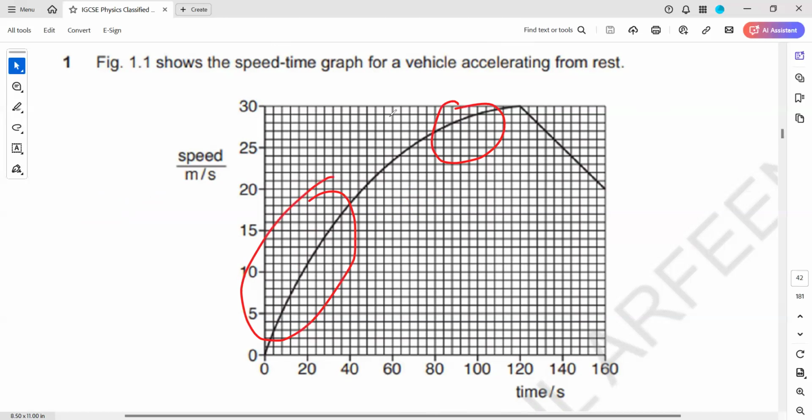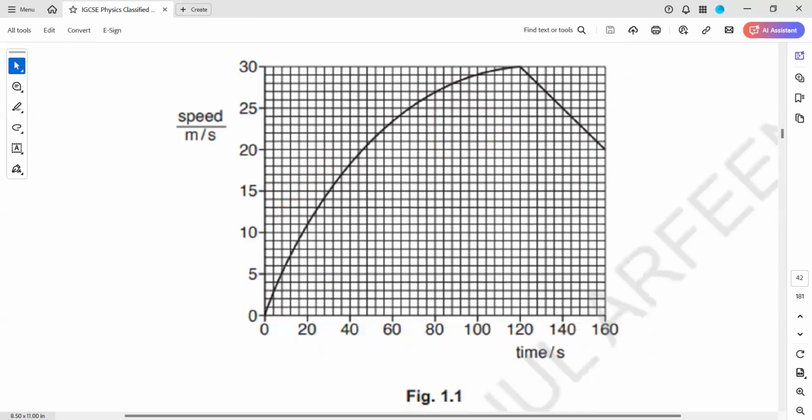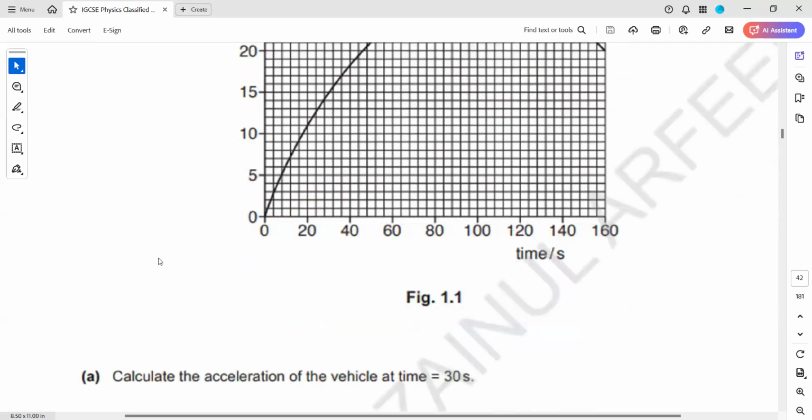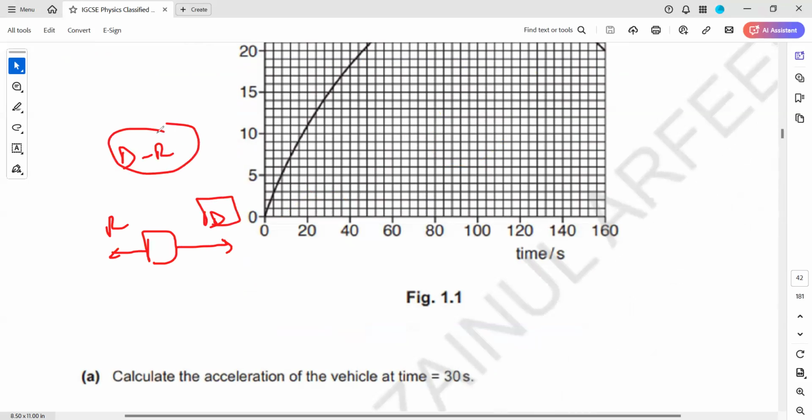Or we can say the resistive forces are increasing. Acceleration is decreasing, so the resultant force will also decrease. When the resultant force is decreasing, it shows that the resistive forces are increasing, because resistive forces are the ones which oppose the motion. There's a driving force and there's a resistive force. Resultant force is driving minus resistive. Driving is constant, so if the resistive force increases, the resultant will decrease.